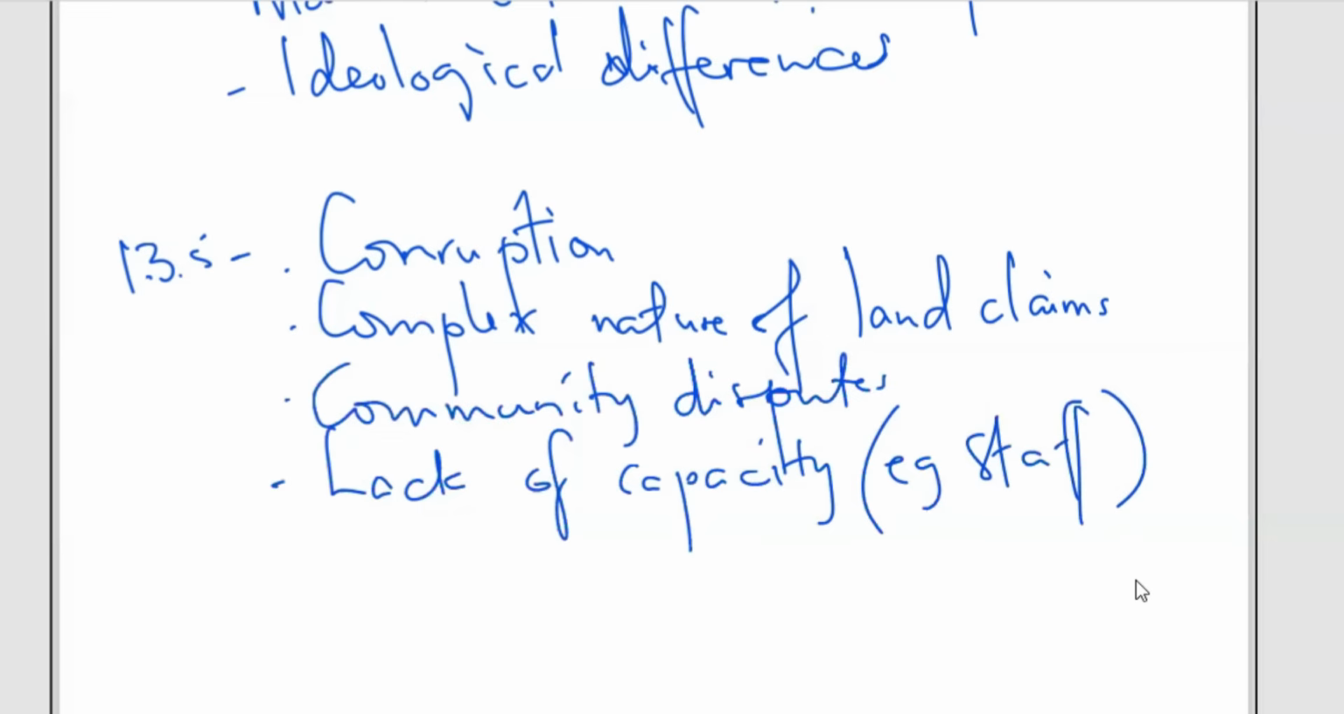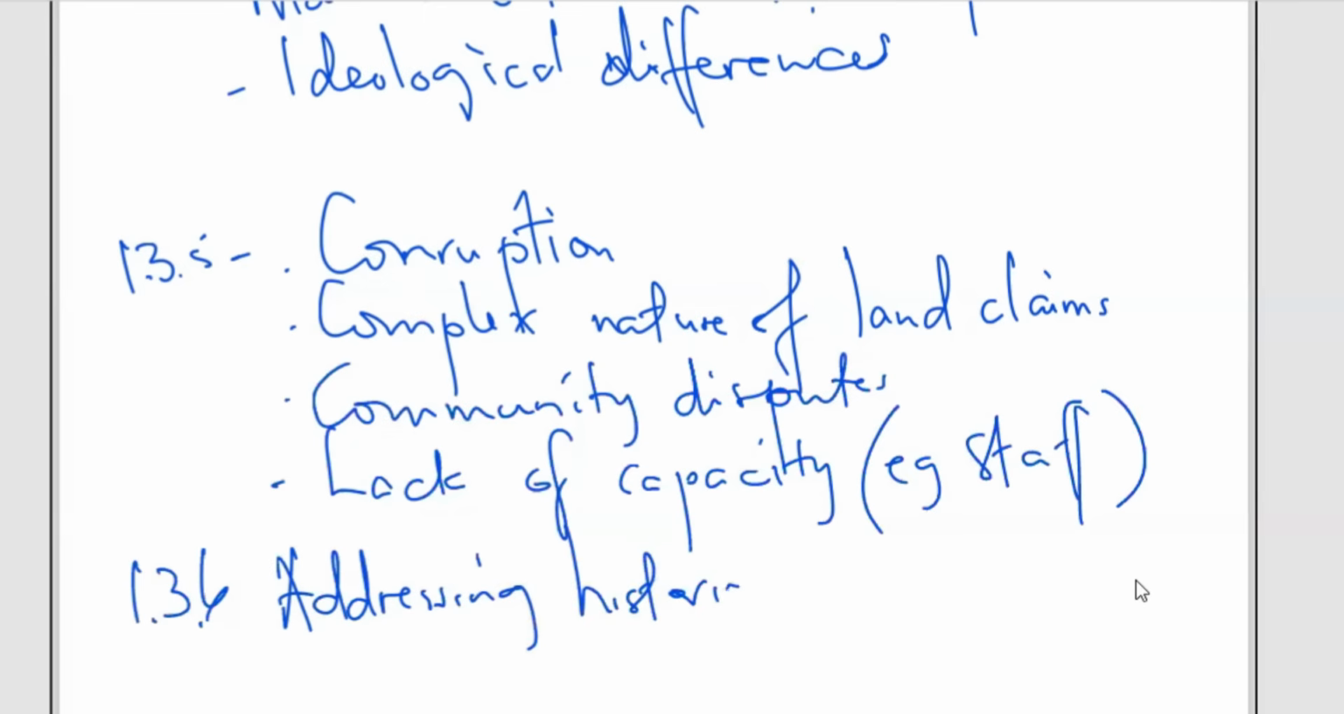Then moving on to our last question, number 1.3.6. It is saying, suggest how land reform can provide economic security to the people in rural areas. We can talk of an argument of addressing historical injustices.